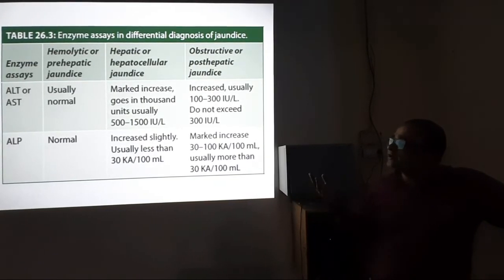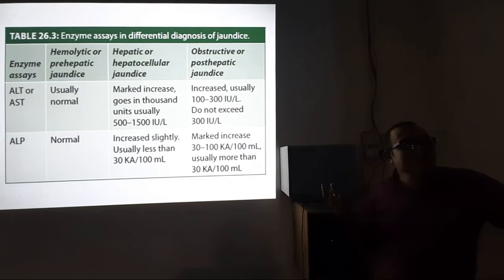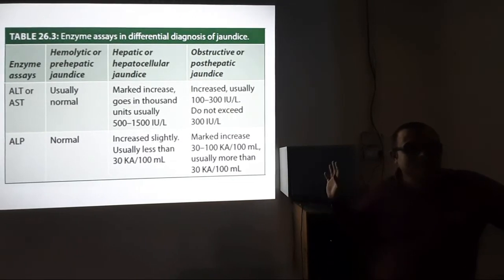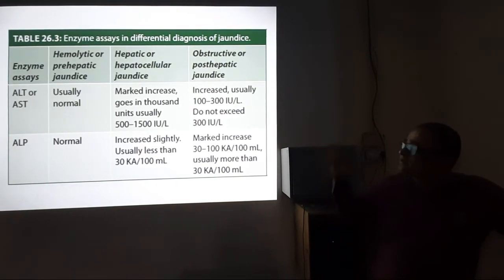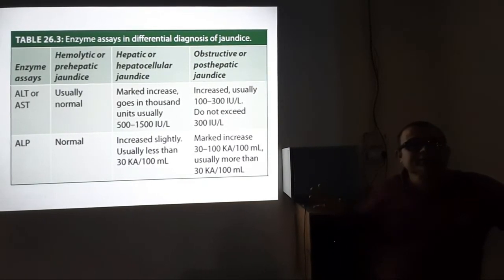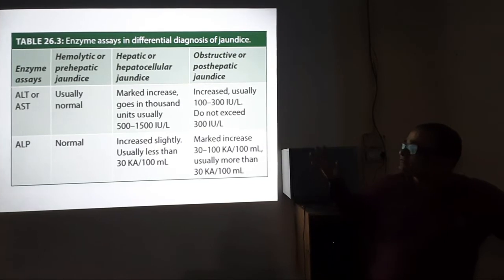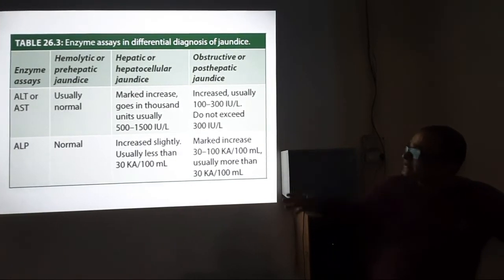And in hemolytic jaundice, what will happen to the enzymes? Anybody? Enzymes will always be normal in hemolytic jaundice. So, AST, ALT and ALP, all three are normal in hemolytic jaundice.